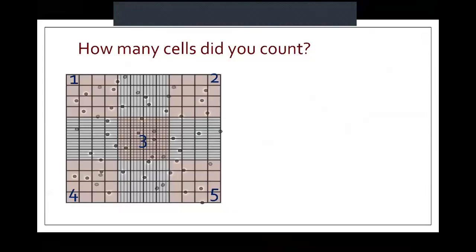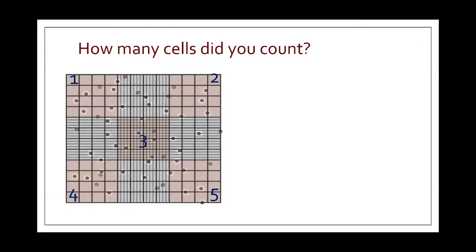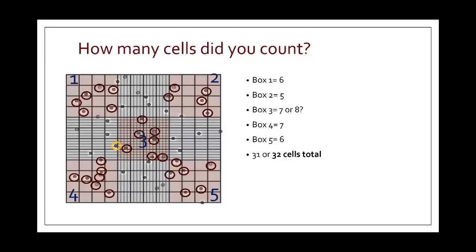The tradition is to count cells in the 5 boxes that are the corners and the middle box. The other tradition, to decide if a cell is in the box, is to only count cells that are clearly in the box, but also not touching the bottom or right edge. In that case, I counted 32 cells, and you may have only counted 31 if you decided this questionable guy was not in the box. So 31 or 32 cells is acceptable.